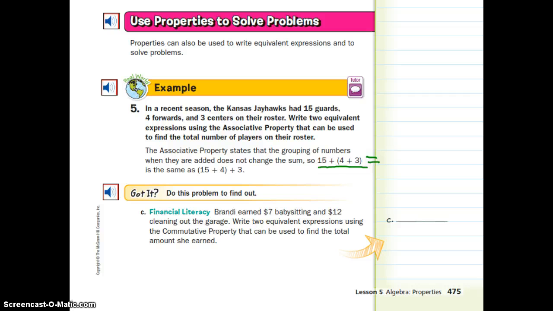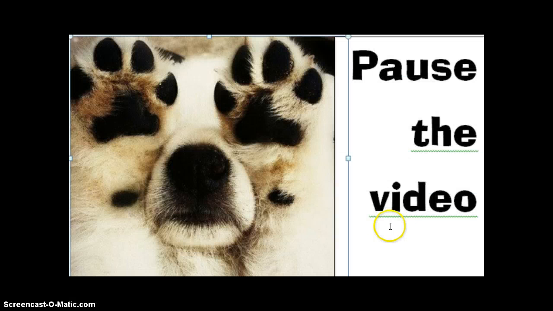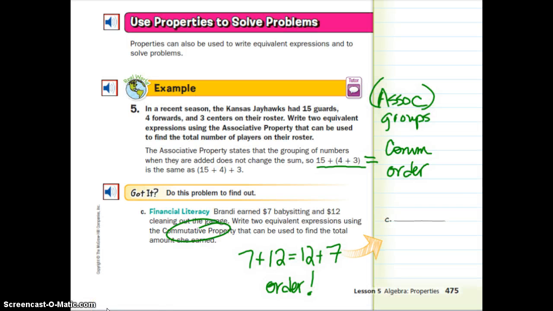Now it's your turn. So again, remember in the properties, the associative is all about parentheses and groups, and the commutative is all about order. Pause the video. Did you get what I got? Using the commutative property, which says switching the order, you get the same thing. So 7 plus 12 is equal to 12 plus 7.